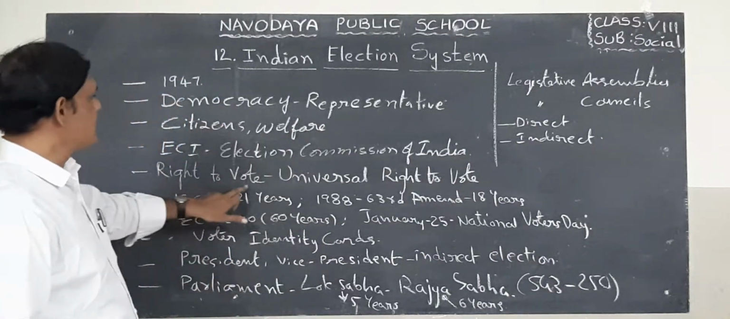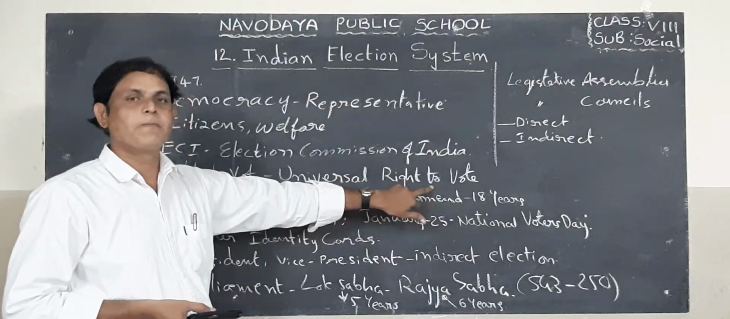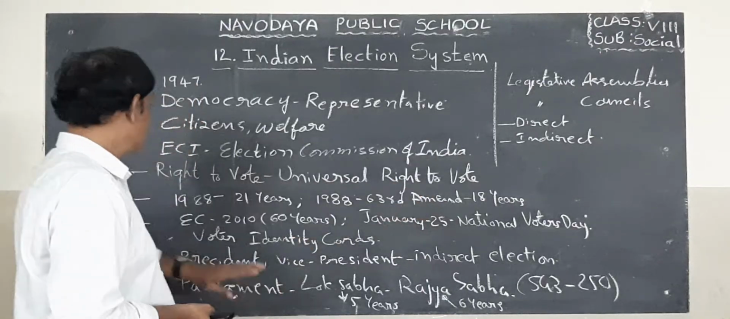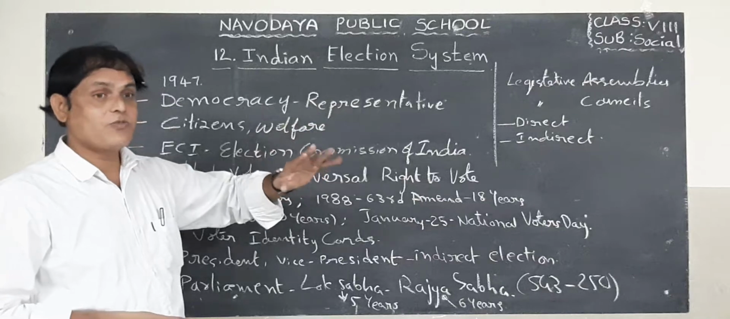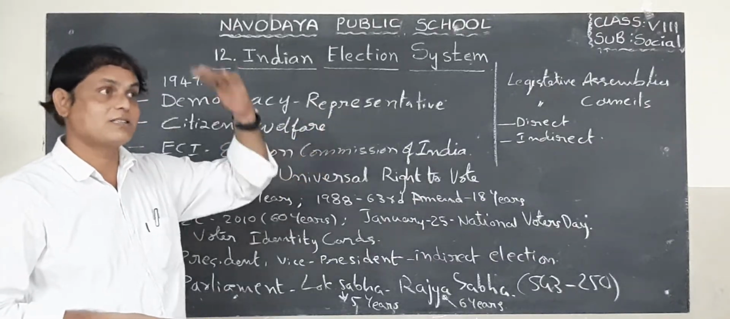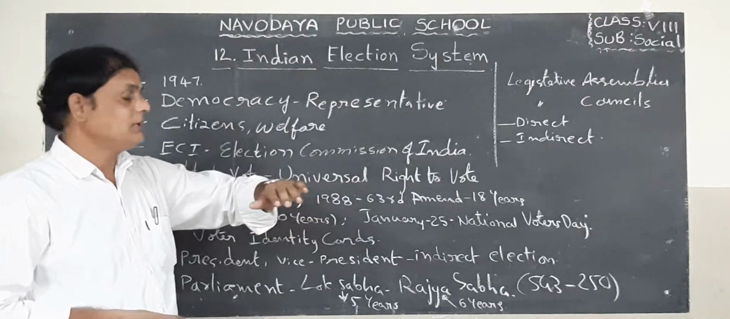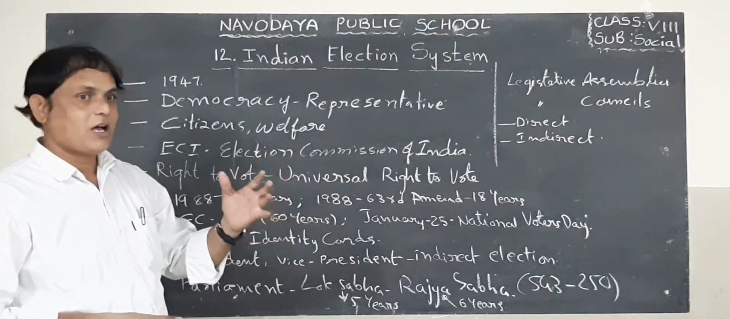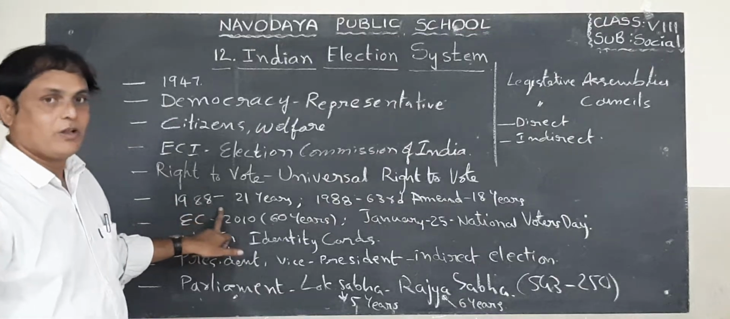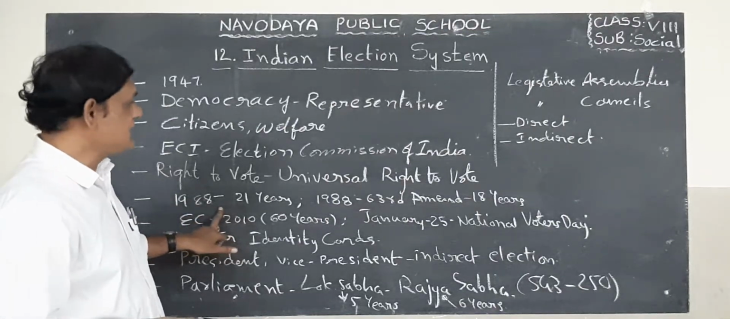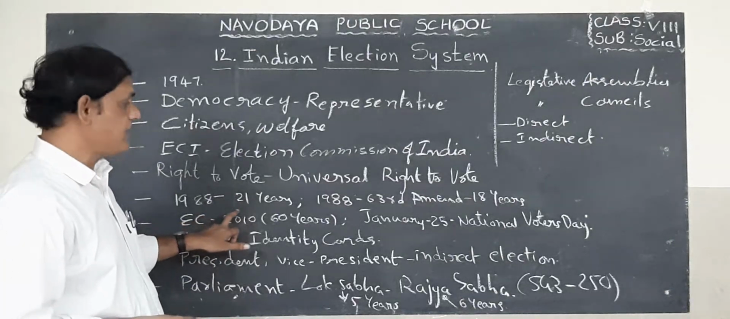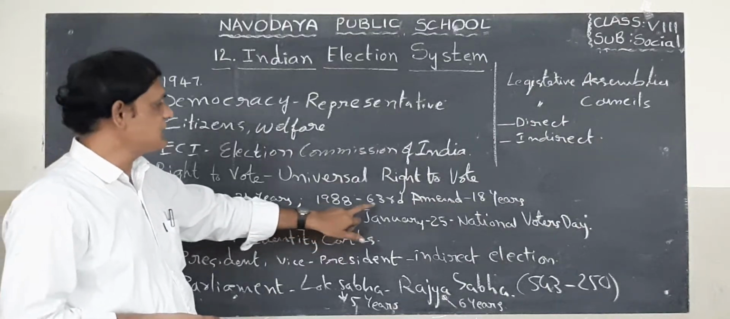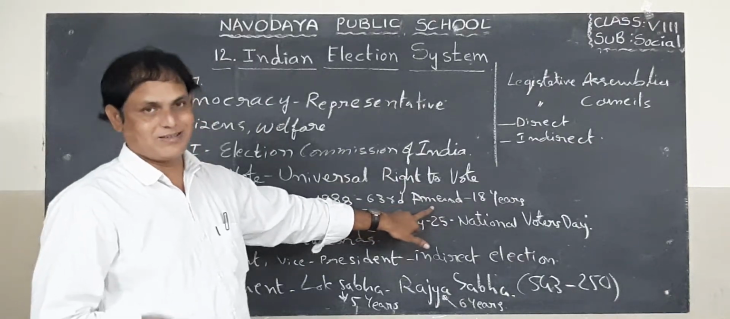Now listen students, this is the right to vote. Universal right to vote has been given by our government of India to those who crossed 25 years. When we got independence, we conducted elections every 5 years at state level and central level. From then onwards we are conducting elections. Up to 1988, 21 was the age to enter the vote. But in 1988, what happened? The 63rd constitutional amendment occurred.